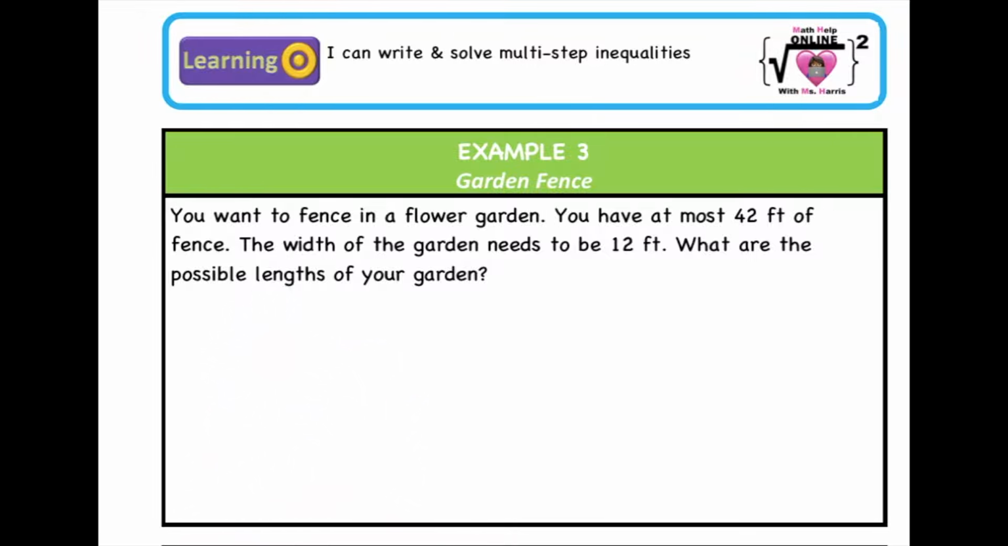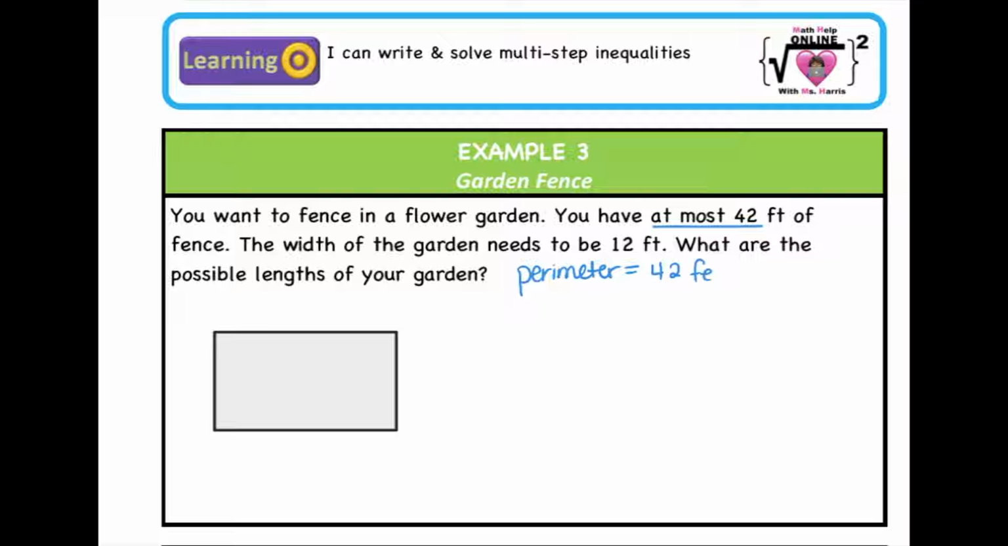There's a lot of important information we need to take away from this word problem in order for us to solve it. So I know I'm talking about a flower garden. It has to be at most 42 feet of fence. So I know I'm talking about the outside of my flower garden. It's a perimeter for the flower garden. So I can say that I know the perimeter is 42 feet at most.